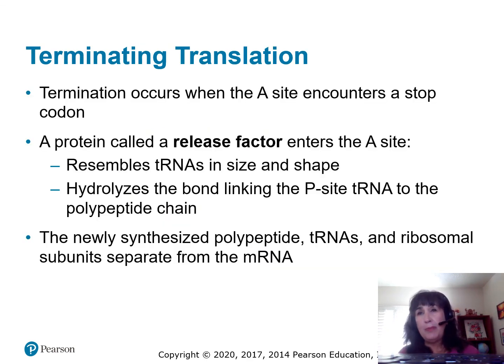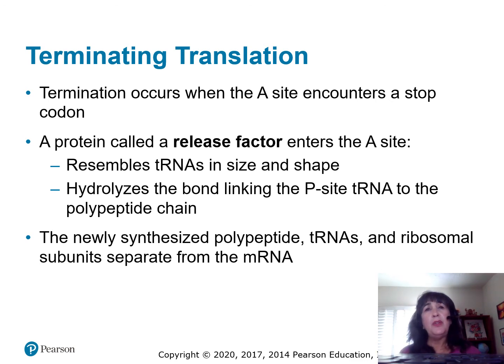Now, how do we stop translation? What is the termination of translation? Well, there's this thing called a release factor. What is a release factor? It's sort of like a plug, and it enters into the A site. It looks like a transfer RNA in size and shape, but what it's actually doing is hydrolyzing or breaking the bond linking the P site to the transfer RNA. And when it does this, the plug actually stops translation.